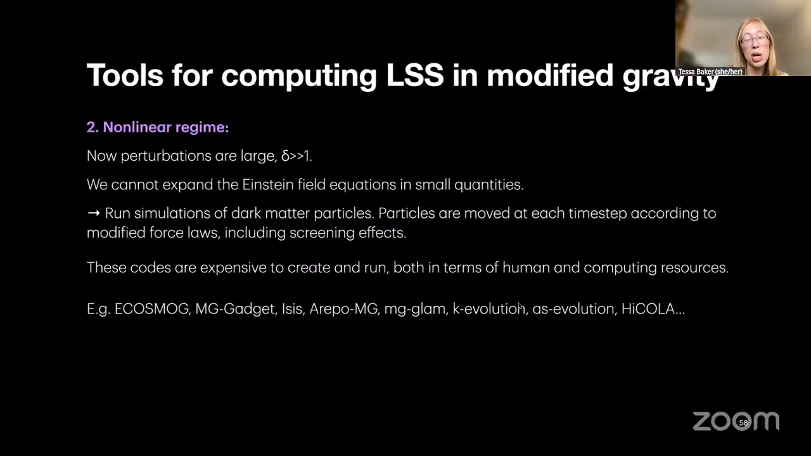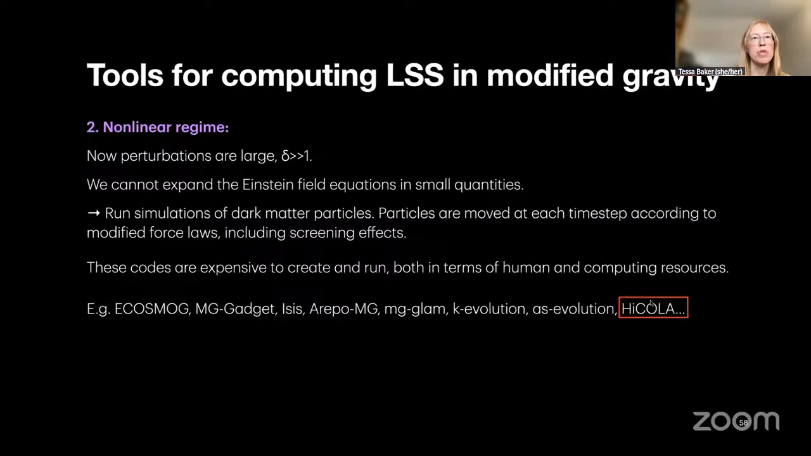So these are some of the biggest codes that have been modified to run in modified gravity. They're not just lambda CDM codes. So eCosmog, MG-Gadget, AREPO-MG, these are some of the biggest ones. MG-GLAM is a fully relativistic code. There's some smaller, more model-specific codes here. And I tacked on HiCola at the end because that is the code that my group develops.